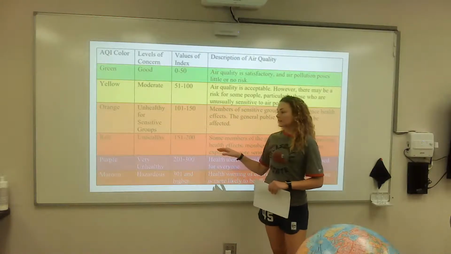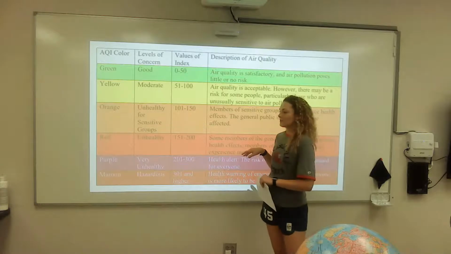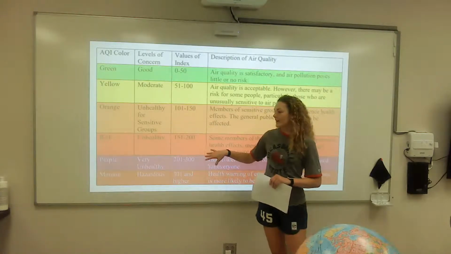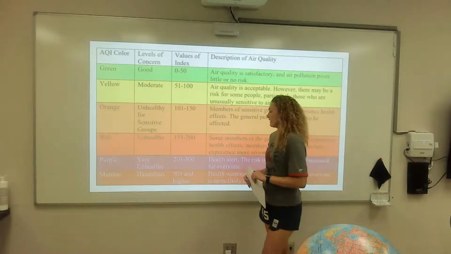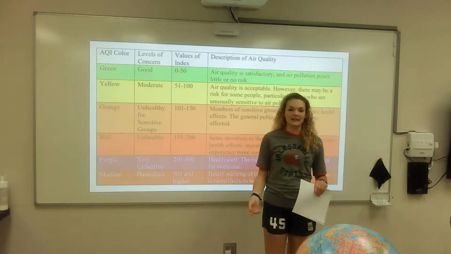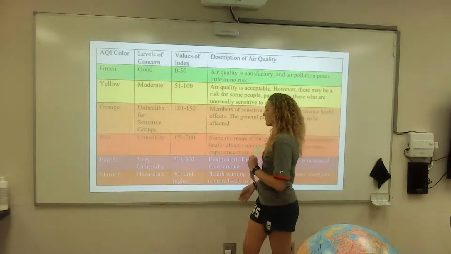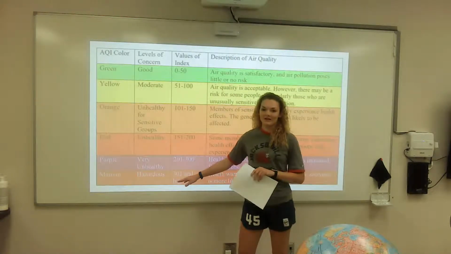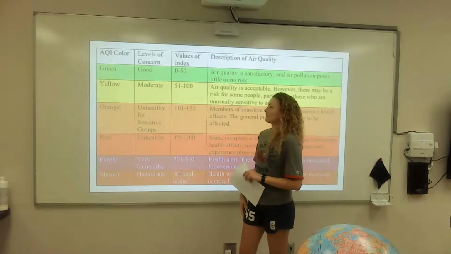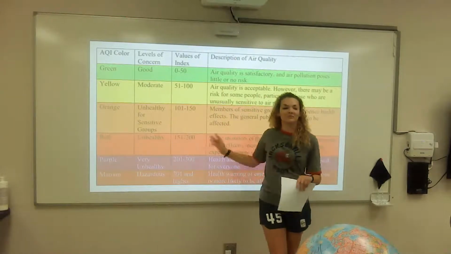But if you look right now along the West Coast, because of all those wildfires, their air is in the very unhealthy ranges. So a lot of people are having to stay inside or use oxygen masks. If you get to maroon, which is hazardous, anything above 300 is really, really bad. So this is just the air quality index. Any questions?